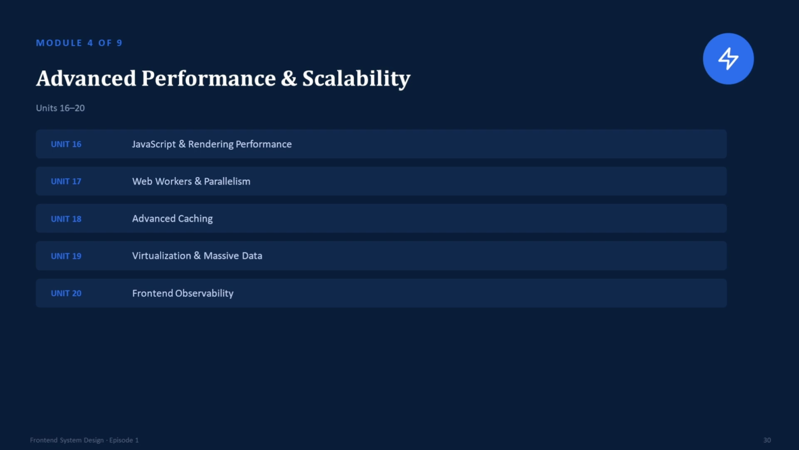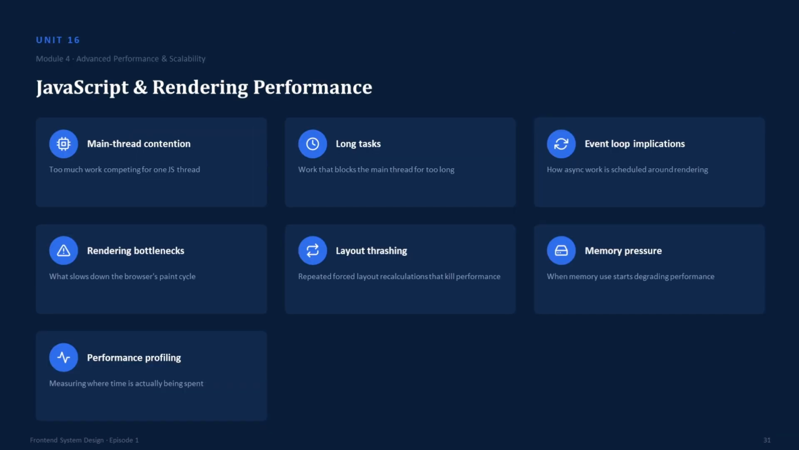Now in module 4, we are going to see advanced performance and scalability. Here also we have different units. In unit 16, we are going to see JavaScript and rendering performance. Because JavaScript is single-threaded, what will happen if we do many tasks in a single thread? How can we optimize that? That we are going to see. What do we do with a long task, which is basically going to block the entire thread?